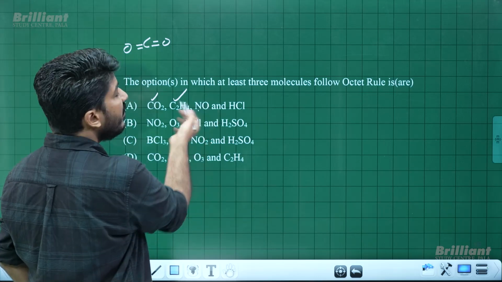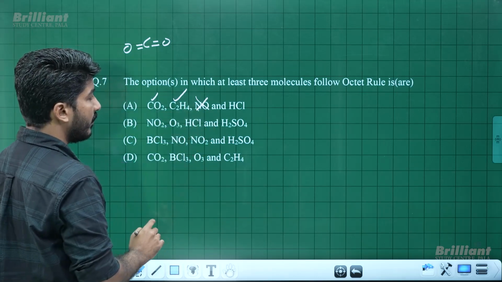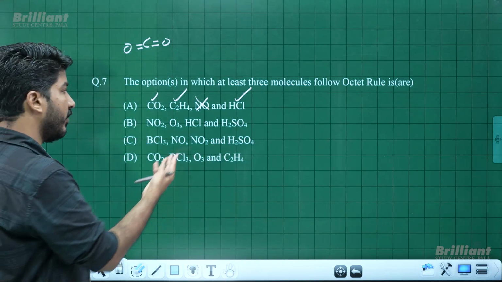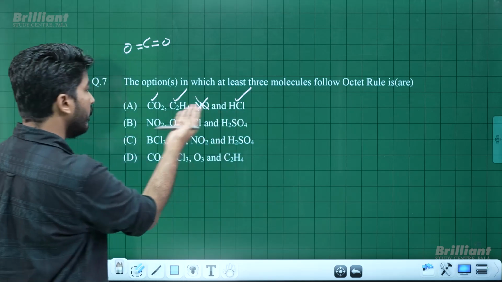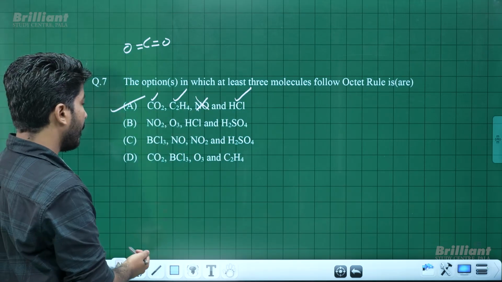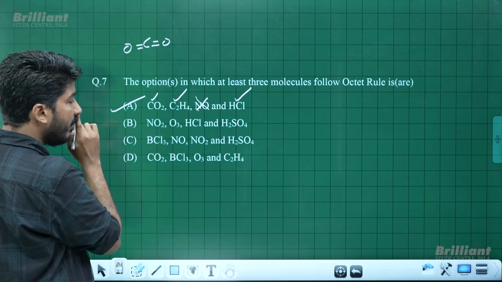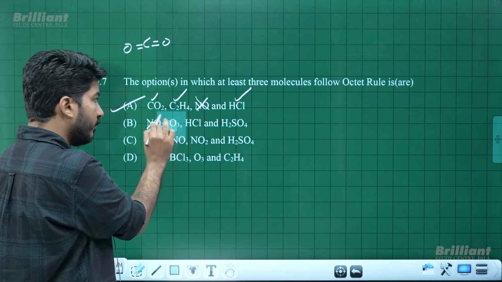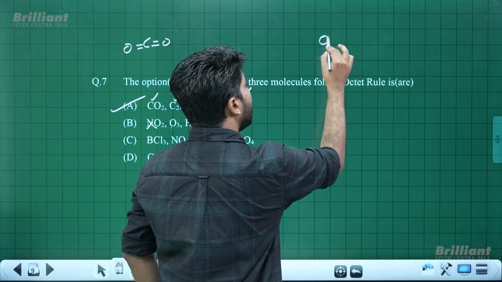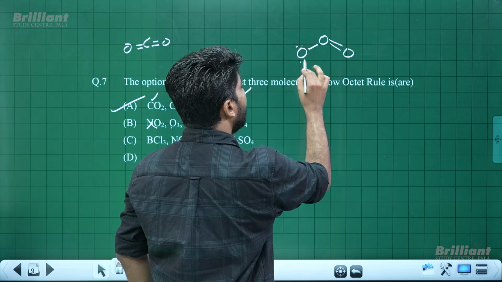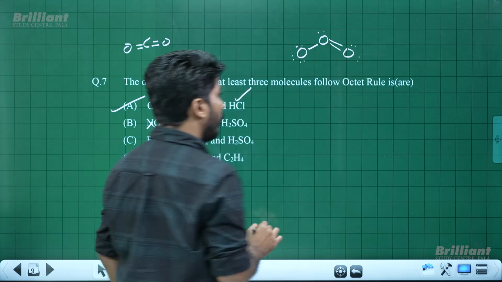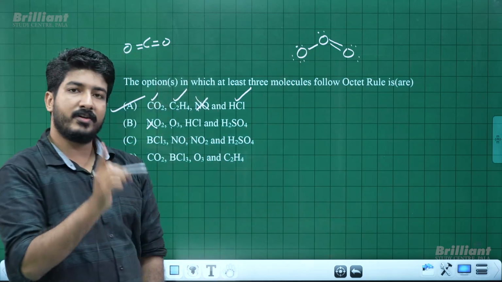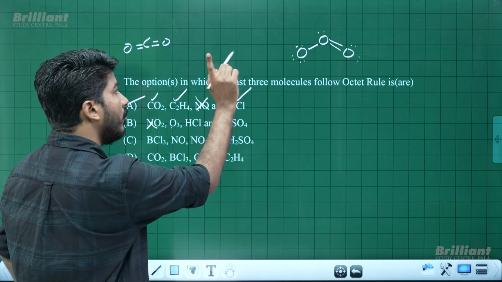So NO is a single electron species, which is an exception to octet rule. HCl, hydrogen, chlorine, they have their corresponding noble gas configuration. So it also follows octet rule. So 3 of them follow octet rule. So we can pick option A. Now in option B, NO2 is again an odd electron species, therefore not following octet rule. Ozone follows octet rule, which is evident from its structure. You can always draw Lewis structure and verify whether the species follows octet rule or not. So all three oxygens have octet configuration after molecule formation.